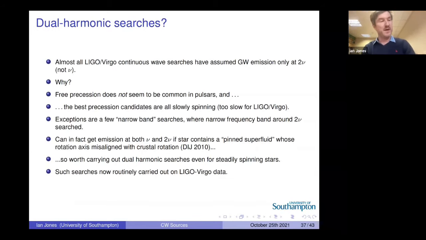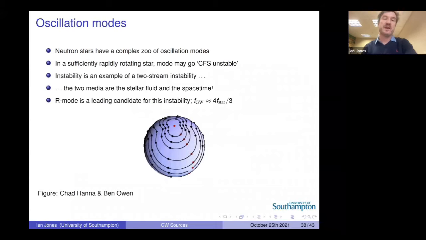What I'm going to do now in the final part is talk about oscillation modes. So we've concentrated a lot on the magnetic field and the crust, but to a 0th order approximation, a neutron star is a ball of fluid, okay? And we know that self-gravitating balls of fluid, like the sun or other stars, have a whole complex zoo of oscillation modes. So oscillations with roughly constant frequency that just decay slowly.